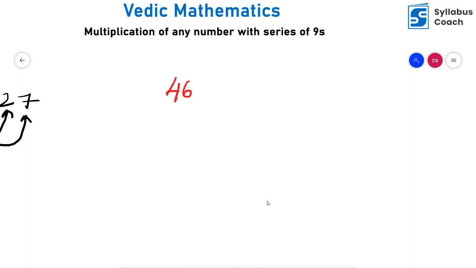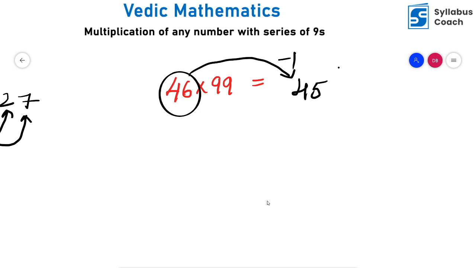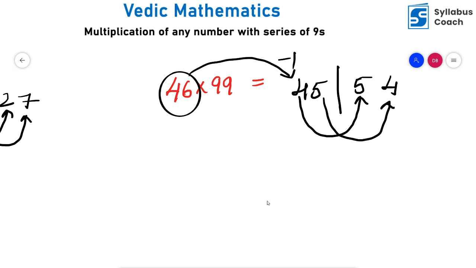What is 46 into 99, students? Simple. What is the first step? The first step is identifying the number which is multiplied by 99. So 46 minus 1, what is it? 45, right? Now, you have to subtract 4 from 9. So 9 minus 4 is 5 and 9 minus 5 is 4. So the answer for this question is 4, 5, 5, 4.